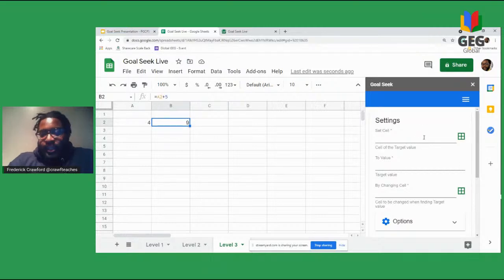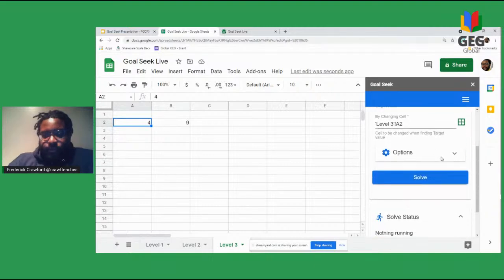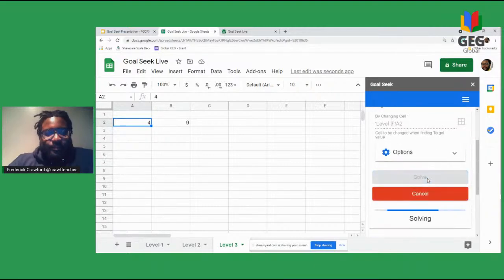Now, I'm going to click here with set cell. Since I'm already on the cell that I want to set, I'm going to click this, the 4 square. And then I said that it was equal to 20. Now I'm going to click on this cell right here, 4, and I want this cell to change till I get the right answer. Now let's solve it. And you see how the 4 is changing?